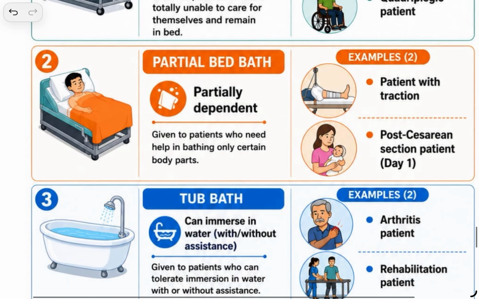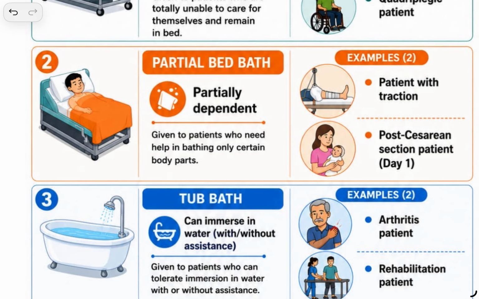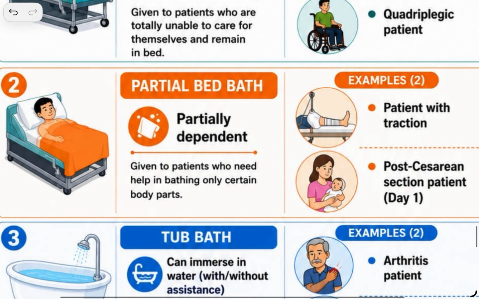Okay, getting into the next one. Second type, that is partial bed bath. What is the meaning of partial bed bath? That is for the patient who has only one or two parts damaged, so they are taking care of it. For example, a post cesarean section patient. Suppose LSCS, lower segment cesarean section, has happened.